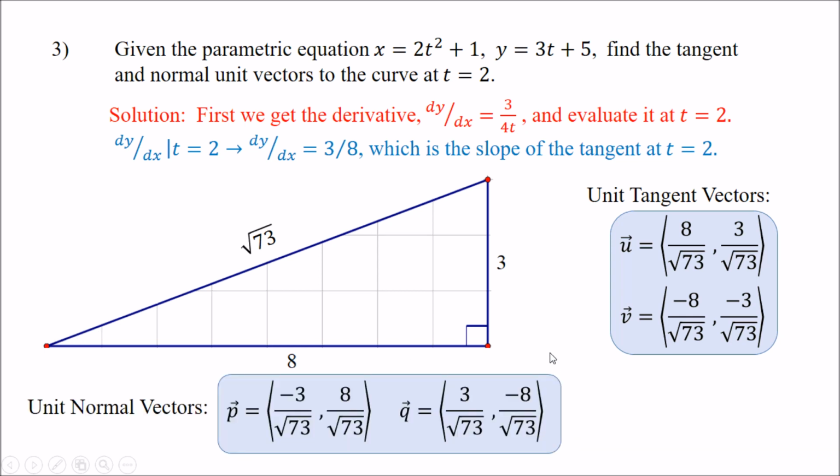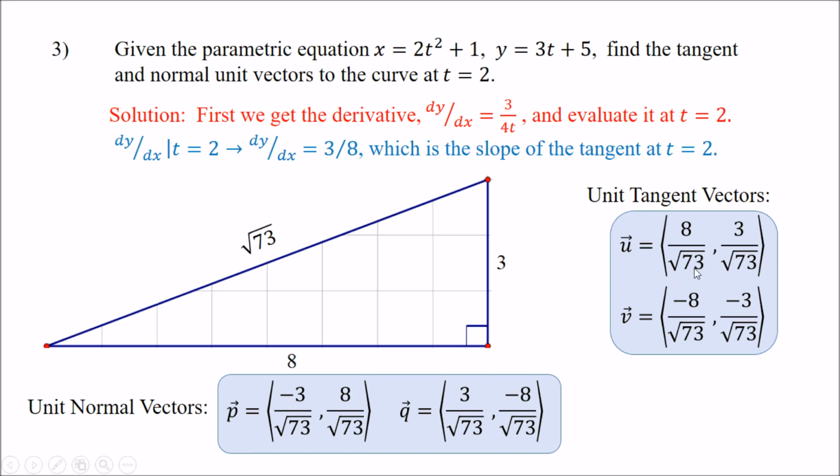The unit normal vectors, on the other hand, are perpendicular to the tangent vectors. And when you think about perpendicular, the slopes are negative reciprocals. Well, reciprocals means I'm going to flip the x and the y, and I'm going to negate. So my vertical, 3 over the square root of 73, becomes my horizontal, negative 3 over the square root of 73. And my horizontal component in the tangent vector, 8 over the square root of 73, stays 8 over the square root of 73 because I don't want to do a double negative.